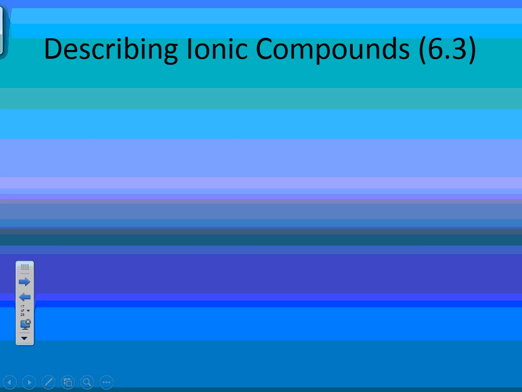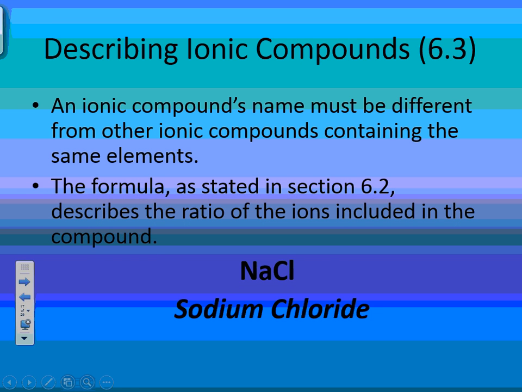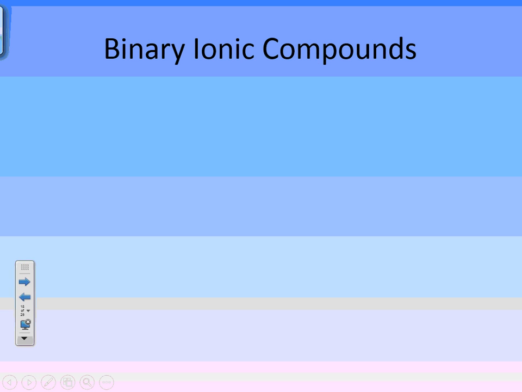Now, to the meat and potatoes of this. How do we name compounds? All right, how do we go ahead and name them? You'll want to write this down step by step. We have to use a step-by-step process to name an ionic compound. And it's different from any other ionic compound. You see the formula as stated in section 6.2. It describes the ratio. You see NaCl. You already may know that the name of NaCl is sodium chloride. But how do you know that? Well, there are rules that chemists follow.